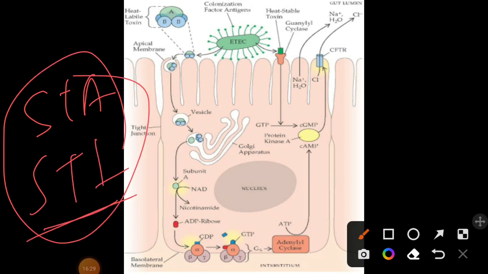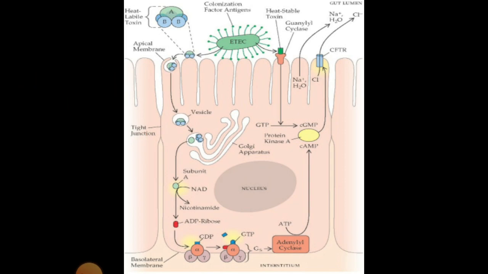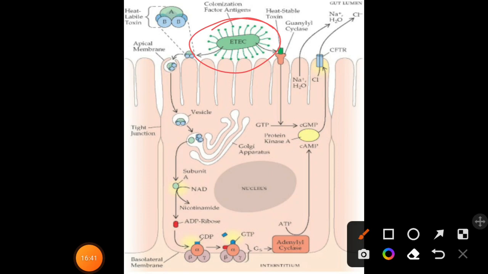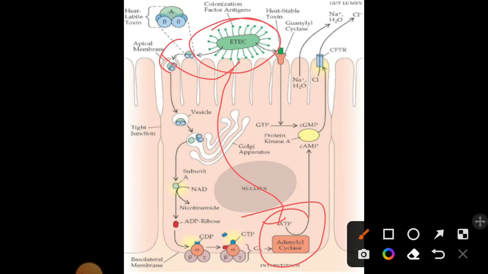And in case of STb or ST2 toxin, the mode of action is not known until now. Okay, so that is the idea of how the toxin produced by ETEC facilitates watery diarrhea. First one is heat labile toxin, which is involved in activating the adenylyl cyclase with the help of a process called ADP ribosylation.